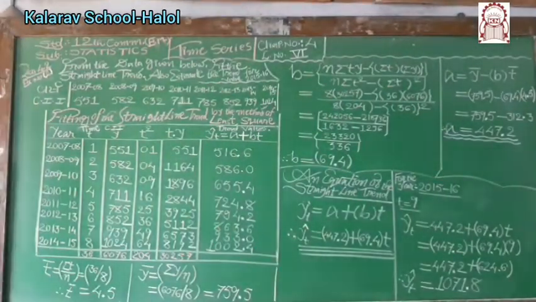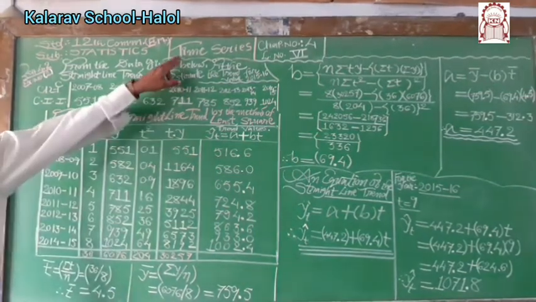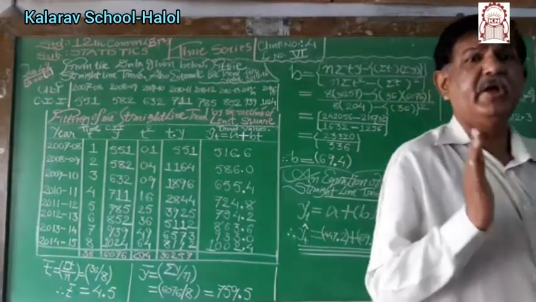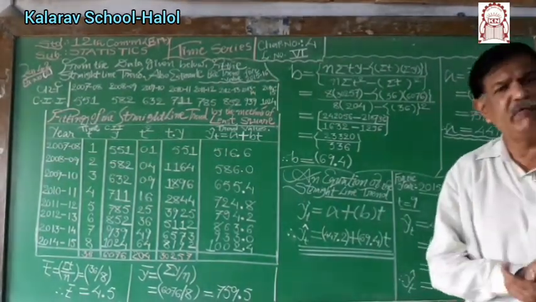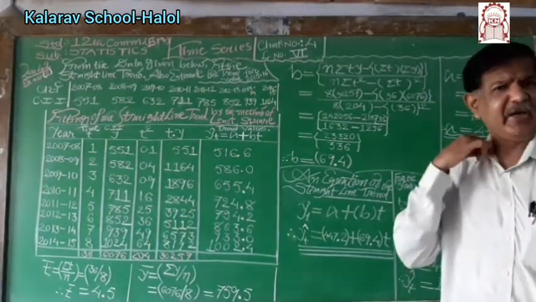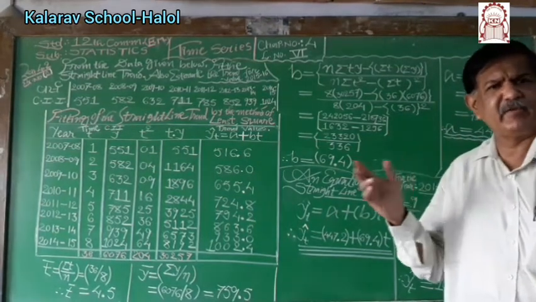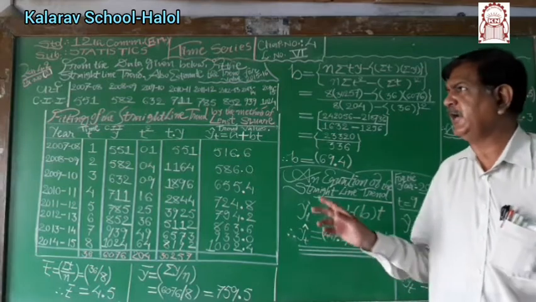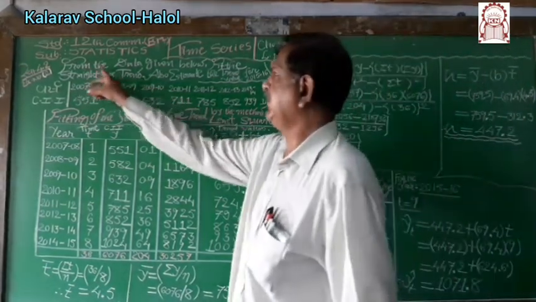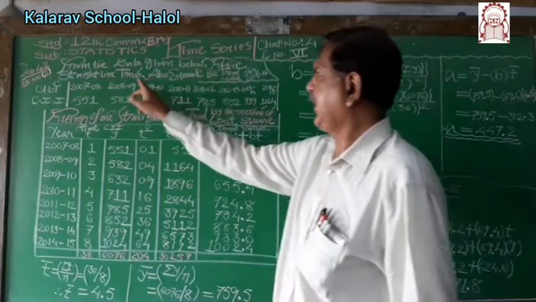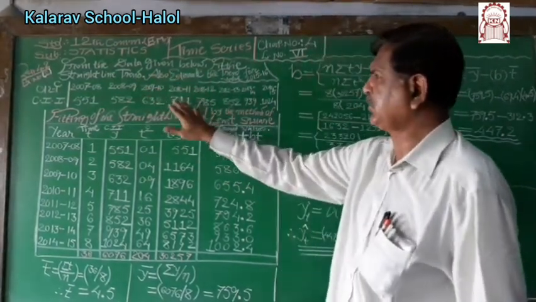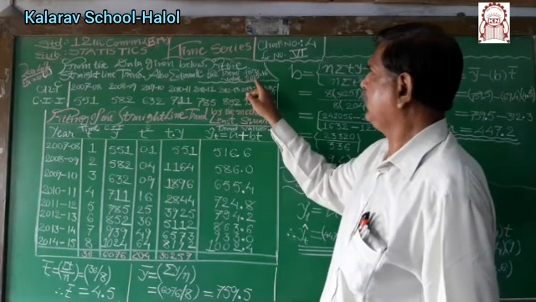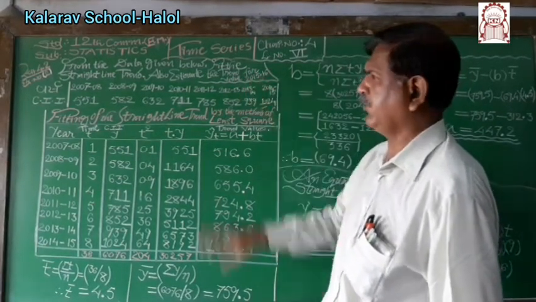Chapter number 4, analysis of time series, in which one of the important methods, the least square method, is used for fitting a straight line trend. The standard form of the equation is y cap t equal to a plus bt, where a and b are constants. From the data given below, fit the straight line trend by the method of least squares. Also estimate the trend for the year 2015-16.